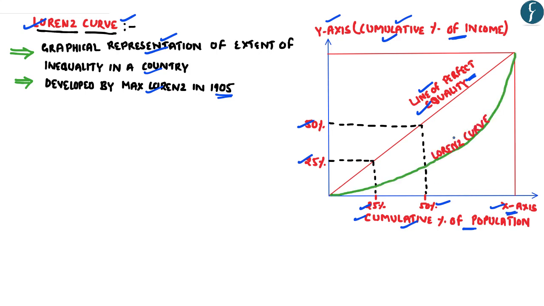Now, as discussed, the Lorenz curve is a graphical representation of the extent of inequality in a country. You can clearly see here that the bottom 25% of the population in a country holds less than 25% of the cumulative income. Similarly, the bottom 50% of the population holds less than 25% of the cumulative income. So this particular Lorenz curve shows that the majority of the income in a country is concentrated only in some percentage of the population.